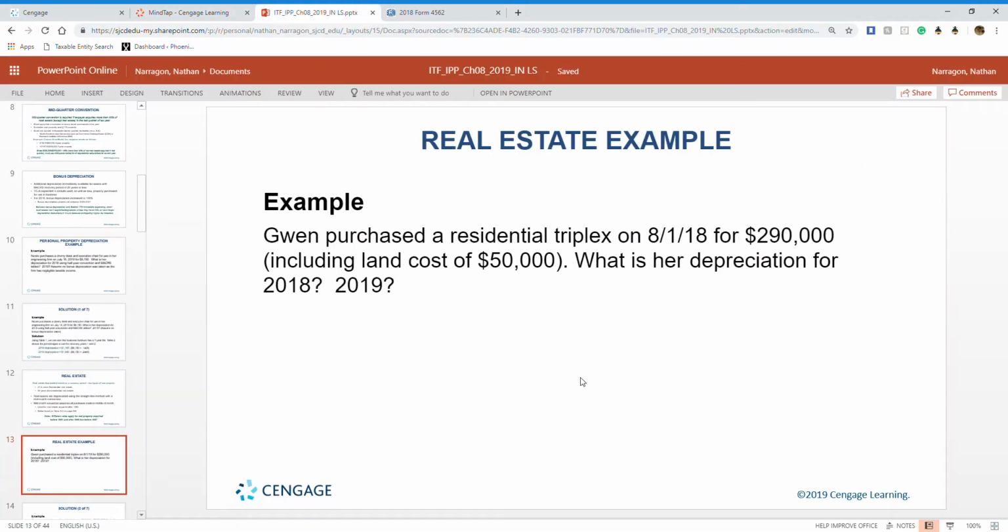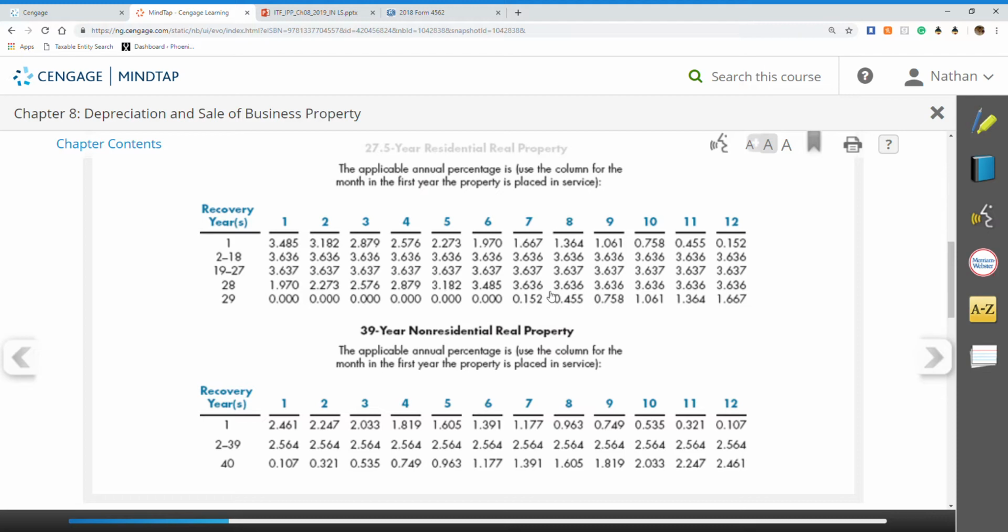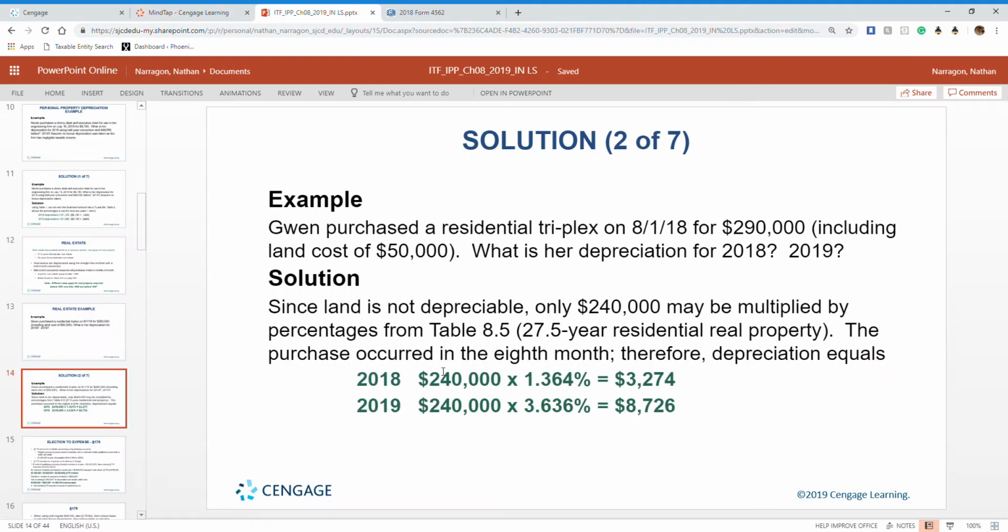And you have to watch out for the cost. Now, she bought it for $290,000, but it has land cost. Land doesn't depreciate. So we always have to take out land from the overall cost, or basically find our depreciable basis. So our depreciable basis will end up being $240,000, and then multiply by those percentages. So right here, here's our example. Here's 240 multiplied by the percentages from our table. Again, month 8, August, and that's all we have to do.